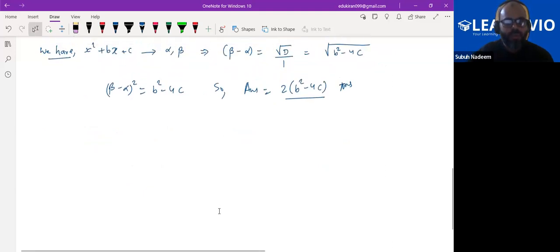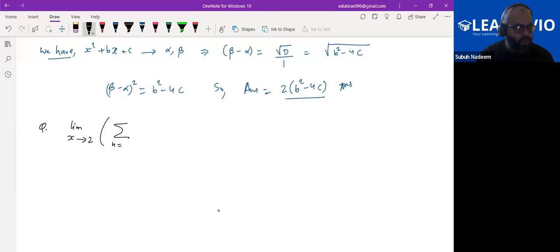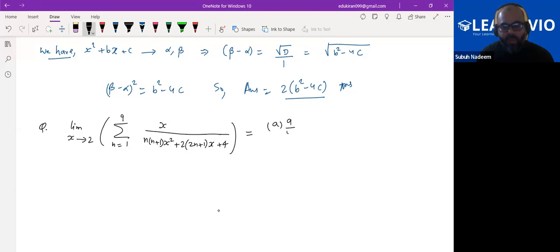So let us come to the next question. It says limit x approaching 2 of sigma n equal to 1 to 9 of x upon n into n plus 1 x square plus 2 into 2n plus 1 into x plus 4 is equal to, options are given: 9 by 44, 5 by 24, 1 by 5, and 7 by 36.